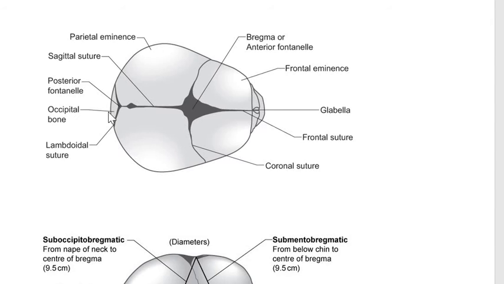If you look at the sutures, this is the sagittal suture, this part, which lies between the 2 fontanelles. Here we have the frontal suture, which lies in between the 2 frontal bones. On the sides, here are the coronal sutures at the junction of the parietal and the frontal bone. So this is the coronal suture, okay? And this is the widest part, that is the parietal eminence.